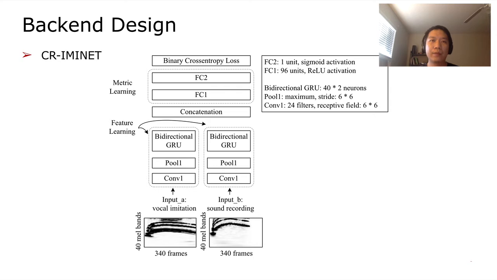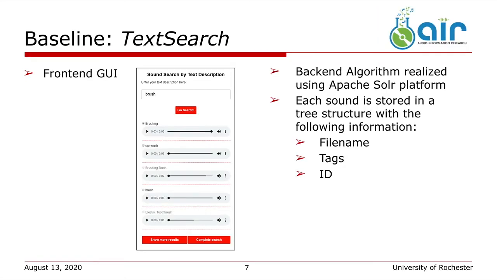The backend algorithm is a deep neural network called CHIIR. It is a new and lightweight Siamese-style neural network following our previous work. It receives a vocal imitation and a sound candidate as the input, extracts features, and calculates a similarity score between them. For comparison, we designed a text-based search engine called TextSearch as the baseline.